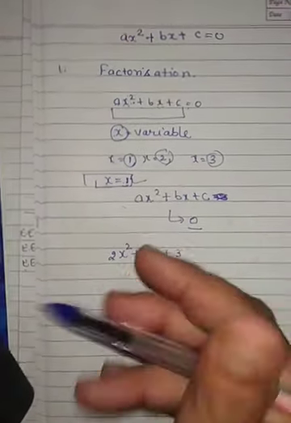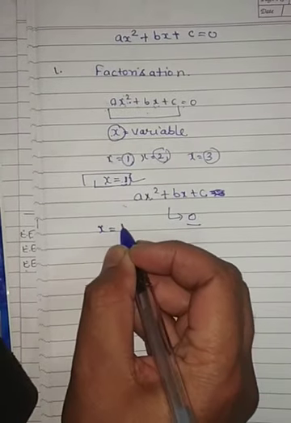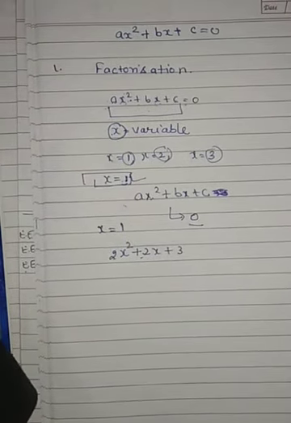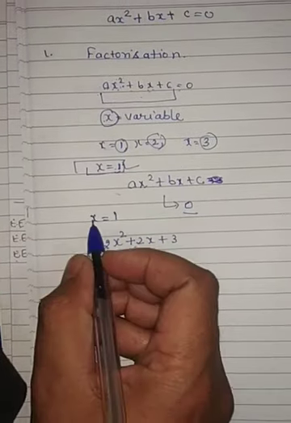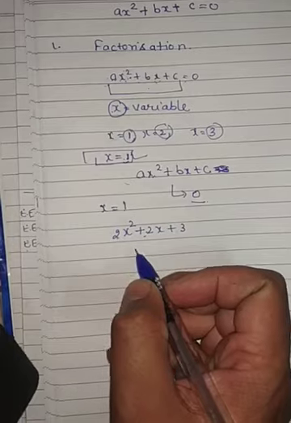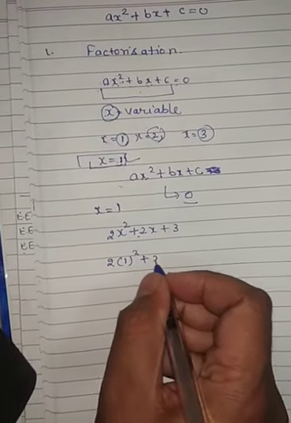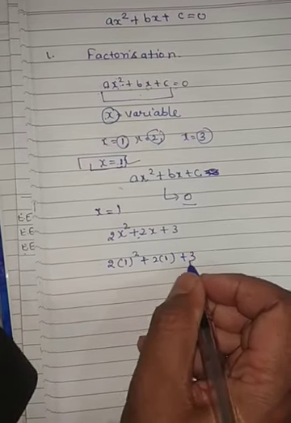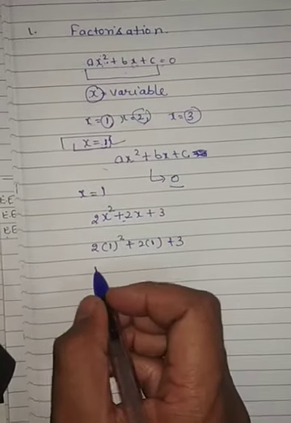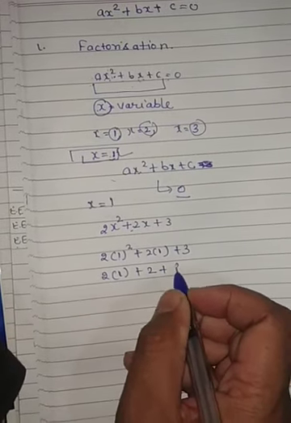Okay, I'm writing here, I'm taking any value. I'm taking x equal to 1. So simply I'm putting this value in this given equation. What will I get? Listen here, 2(1 square) minus 2 into 1 plus 3. First we'll solve the bracket term. 1 square is equal to 1, 2 into 1 is 2, and 3.